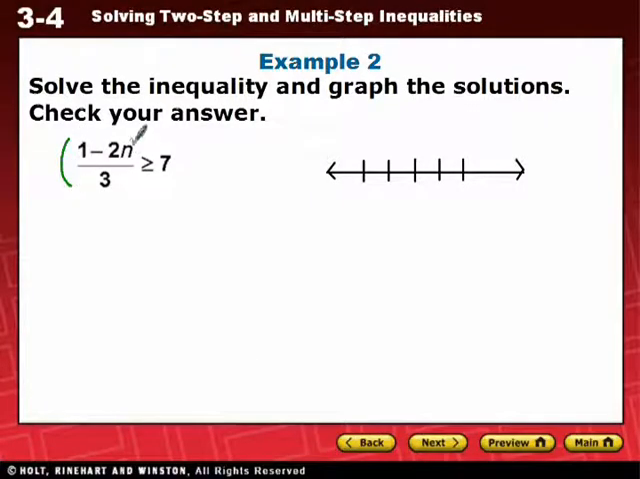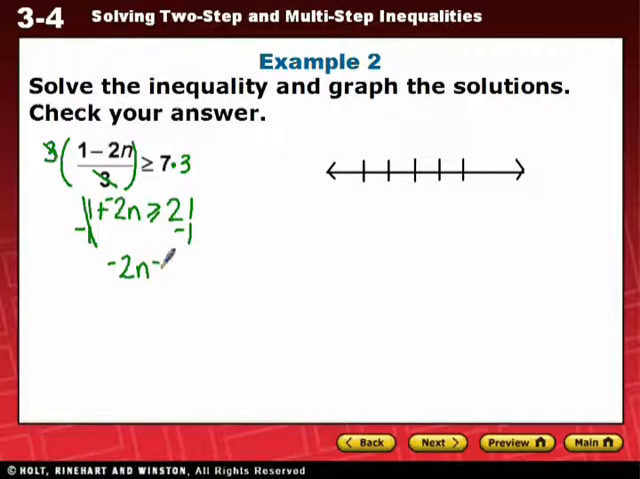Okay. Anytime we've got an expression where everything's over a fraction, go ahead and get rid of the denominator by multiplying both sides by it, and that cancels there. So we get 1 minus 2n is greater than or equal to 21. And we're going to subtract 1 from each side. And now be careful, because what's left over now is actually negative 2n. Don't lose that negative sign, because that's going to make a big difference here. We have negative 2n is greater than or equal to 20.